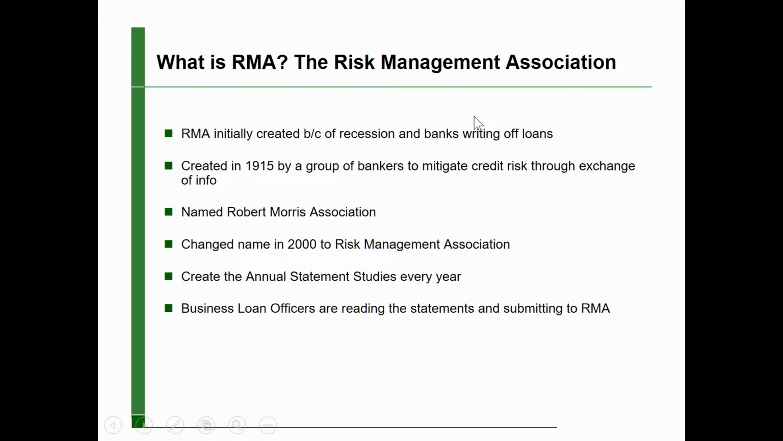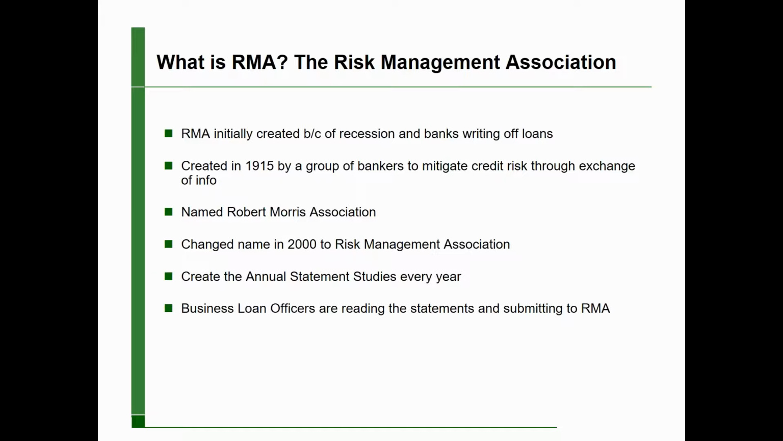So let's talk a little bit about the Risk Management Association. Where does the Risk Management Association come from? Well, originally, let me start out by saying this. In 1910 to 1912, there was a recession in the United States. And because of that recession, some of the Sherman antitrust laws were happening at that time, and banks found themselves writing off a lot of business loans that could not be repaid in the trust breakups.